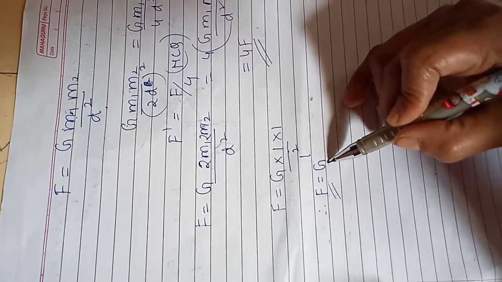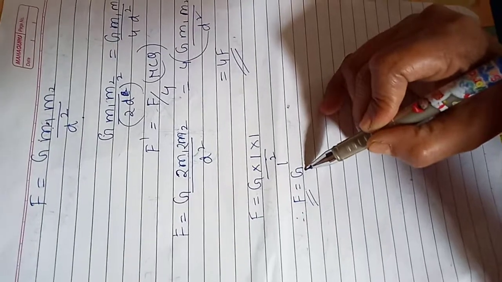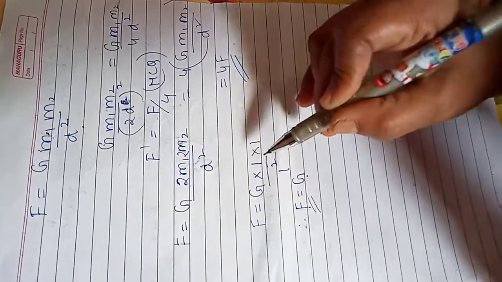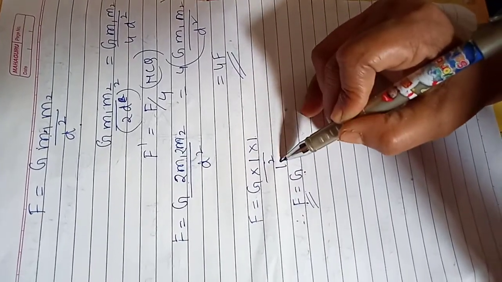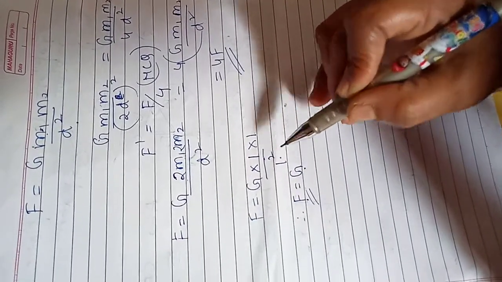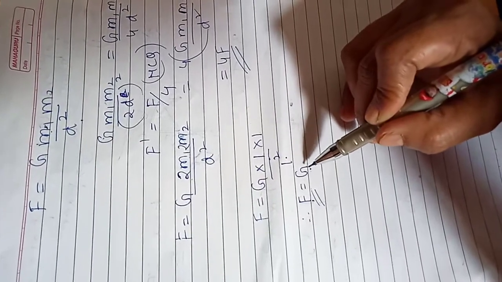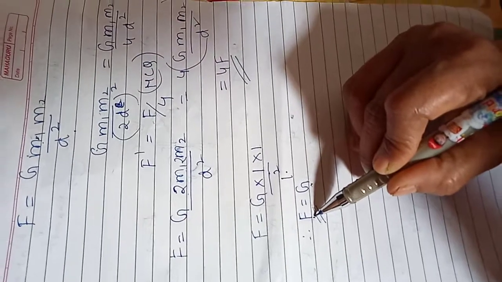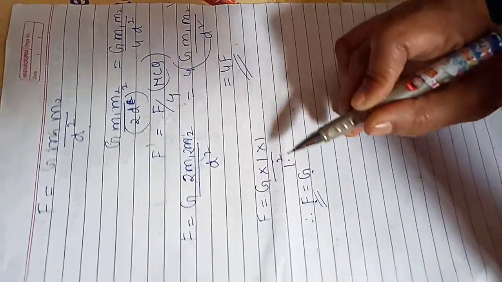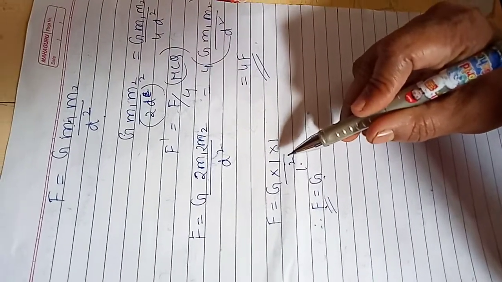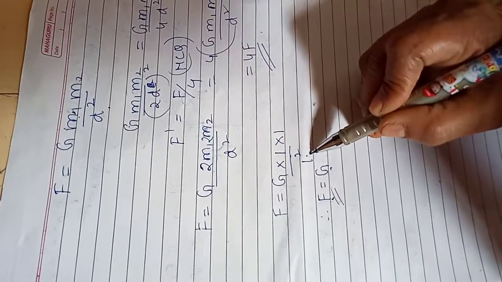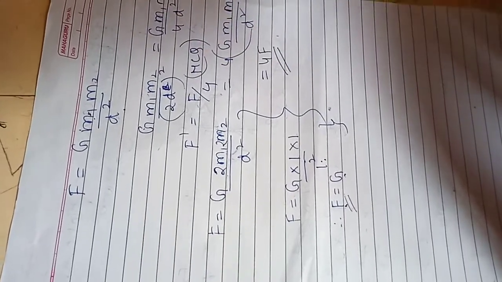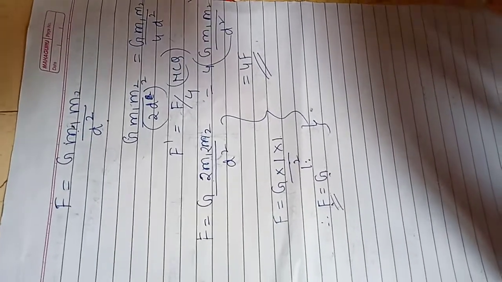This is the definition of universal gravitational constant, which states that it is the force of attraction between two particles of masses 1 kg separated by a distance of 1 meter. So what is the definition, not the value? What is the definition of G? It is the force of attraction between two particles of masses 1 kg each separated by a distance of 1 meter. These are the important points regarding Newton's law of gravitation.